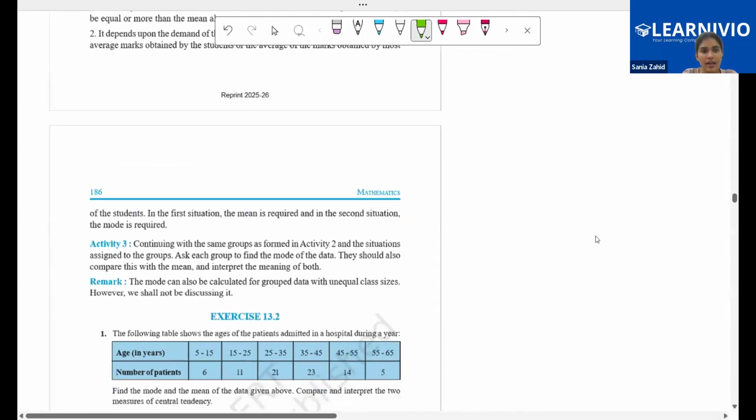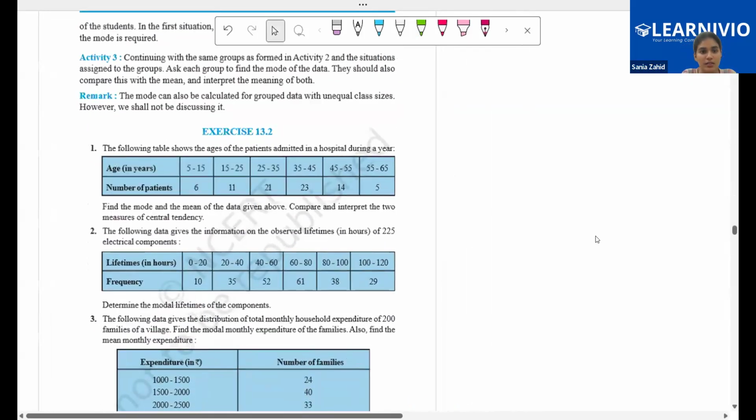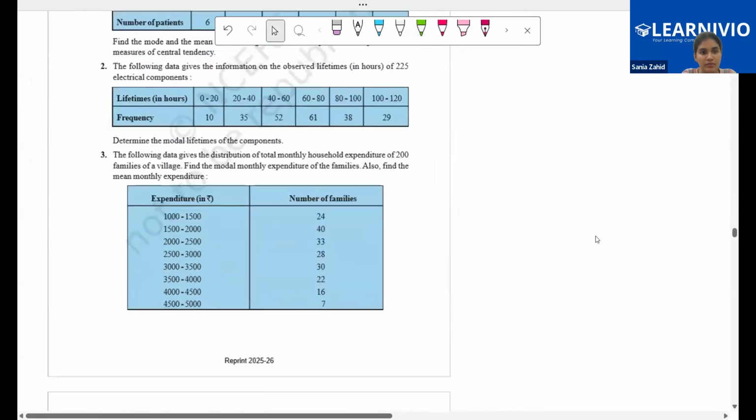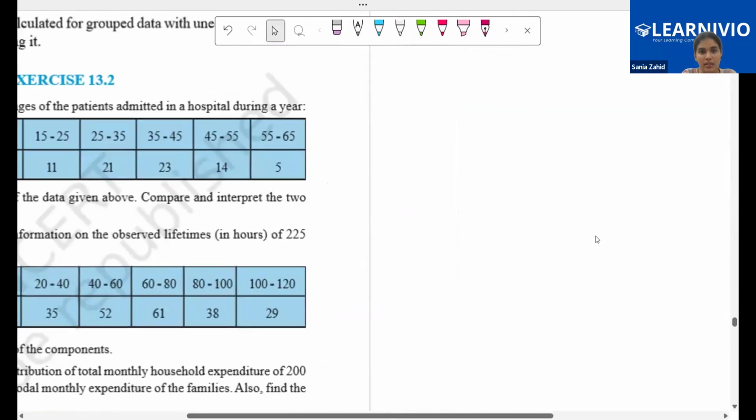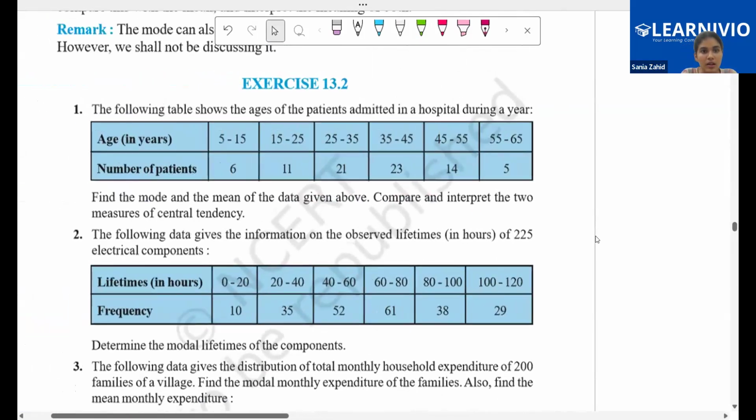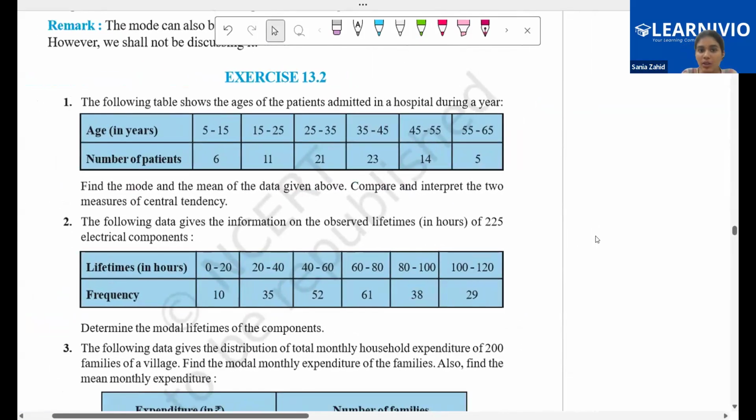Then we have exercise questions. You have 6 questions, we can do them quickly. You have to calculate the mode and the mean of the data given. Right now in the class, we'll just find the mode, and the mean of these questions you can find after the class, because we've practiced enough questions on mean. In today's class, we just have to focus on mode. So you can find the mode of the first question and the second question. Quickly find the mode and tell me the answers.